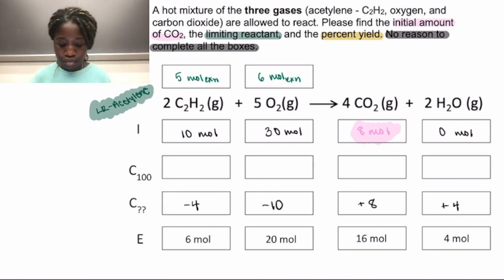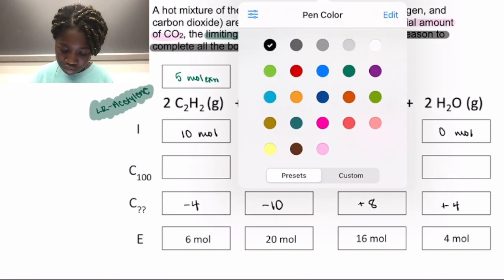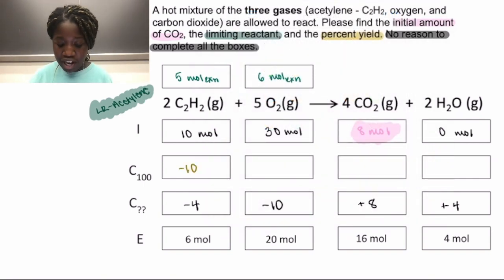And now that we know that acetylene is our limiting reactant, we can put in its change 100 line of minus 10, because as the limiting reactant, all of it would be used up in a theoretical perfect situation.